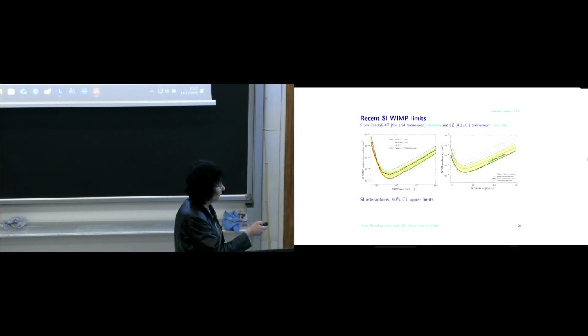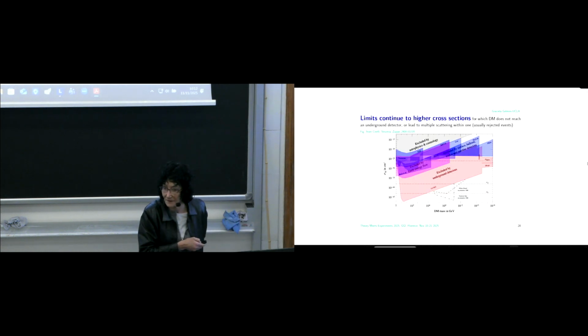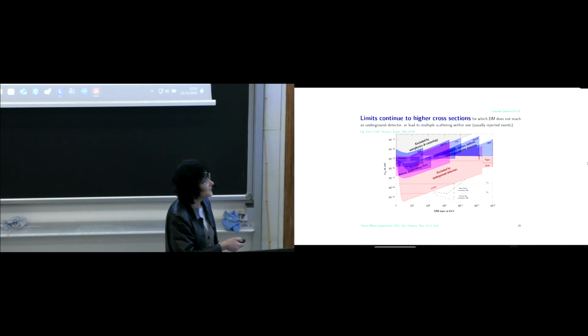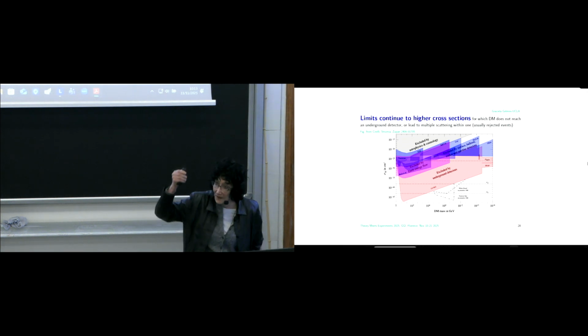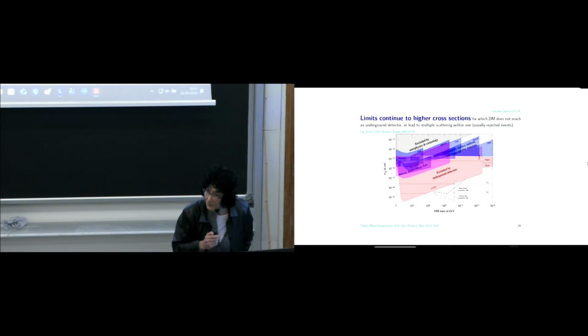Now, here you have some limits, but if you wonder what happens at higher cross sections, there are other limits on higher cross sections. They correspond to WIMPs which would not reach your detector because they would be either stopped in the upper atmosphere or in the crust or whatever. Or if they reach your detector, they would interact more than once. And usually you throw out those events unless you search for them specifically.